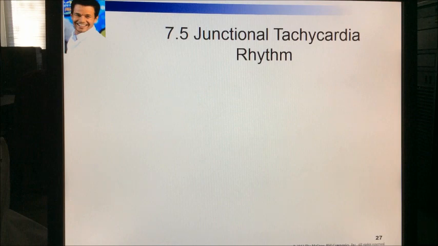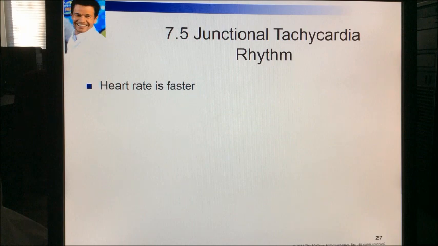All right, so we did the junctional escape rhythms and the accelerated junctional rhythms. Now let's go to junctional tachycardia. Well, tachycardia means rapid heartbeat, okay? So heart rate is going to be even faster with these patients. Once again, though, it is a junctional rhythm, so it's originating in the AV node rather than the SA node.